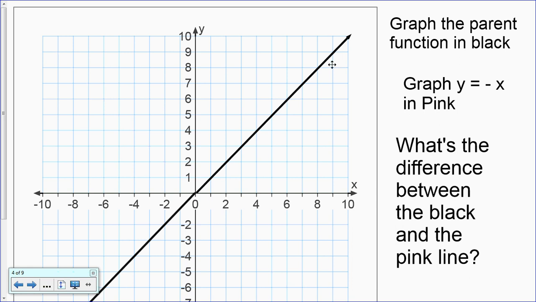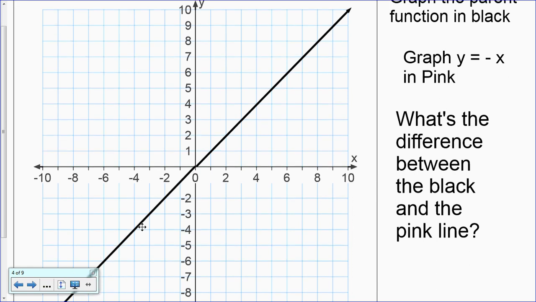So here we have our parent function. This is what it looks like. It goes straight through the origin. It's the perfect diagonal of the graph. But now we're going to go ahead and graph y equals negative x. So this is different than the parent function because of that negative 1. We're going to graph that in pink. Let's see. Oh, yep, it does show up, thank goodness.